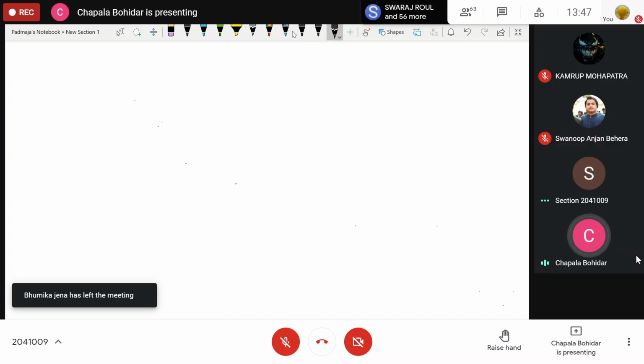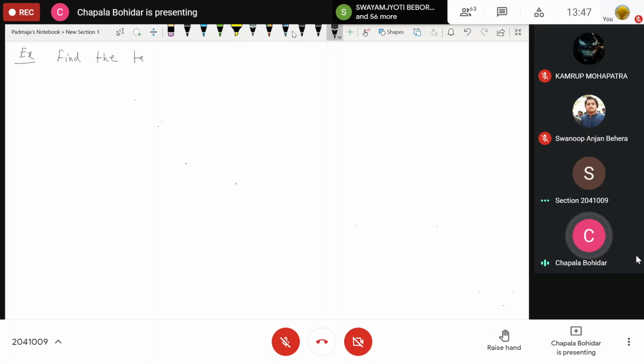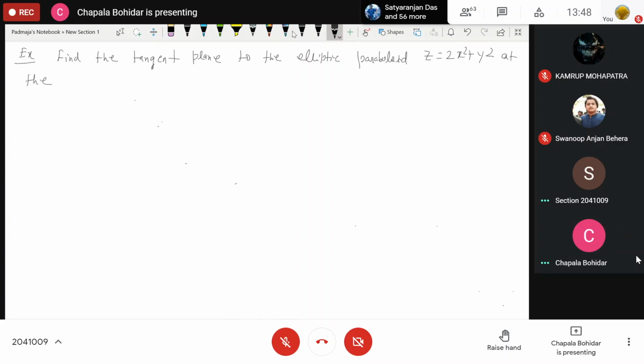Okay, now find the tangent plane. Example: find the tangent plane to the elliptic paraboloid z is equal to 2x square plus y square at the point 1, 1, 3. Do it yourself and tell me what is the value you are getting.